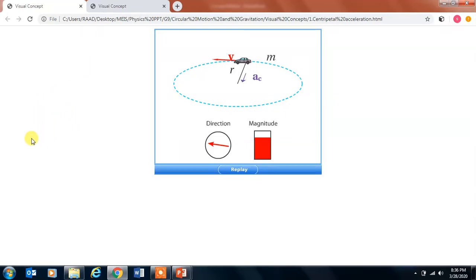So today we will start with section 2. But before we start with section 2, we'll just revise quickly section 1. Okay, so here is a visual concept about section 1.